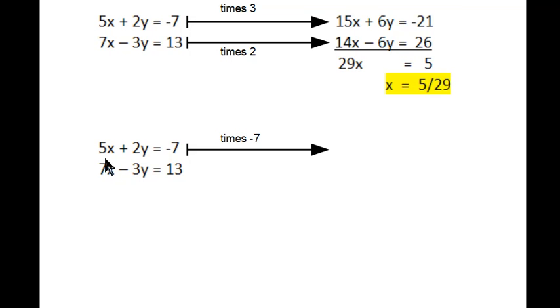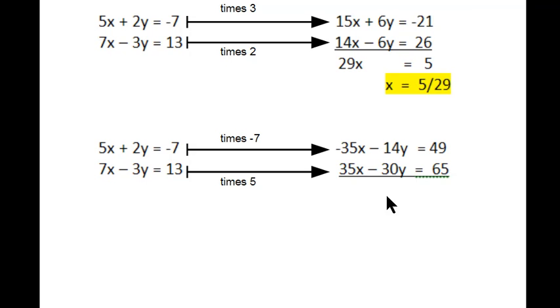So if I multiply everything times negative 7, this will be negative 35x minus 14y equals positive 49, because the negative times the negative is positive. On the bottom, to make that 7x into positive 35x, I multiply both sides by 5. So if I multiply this equation by 5, that's going to be 35x. This will be minus 15y, because 3 times 5 is 15. And that'll equal 13 times 5 is 65. So this is my new equation.